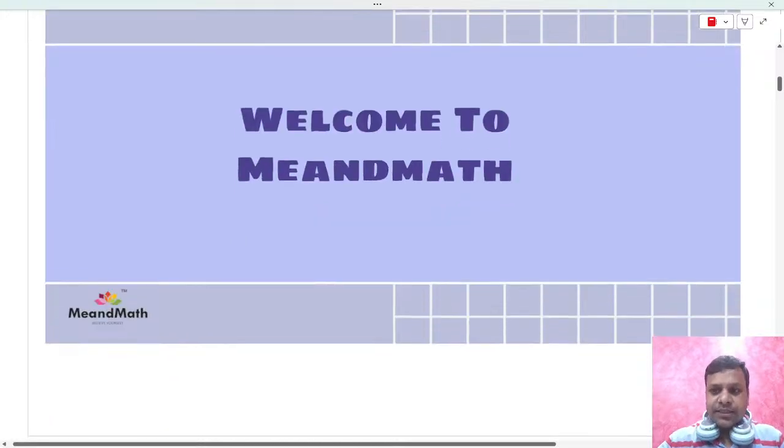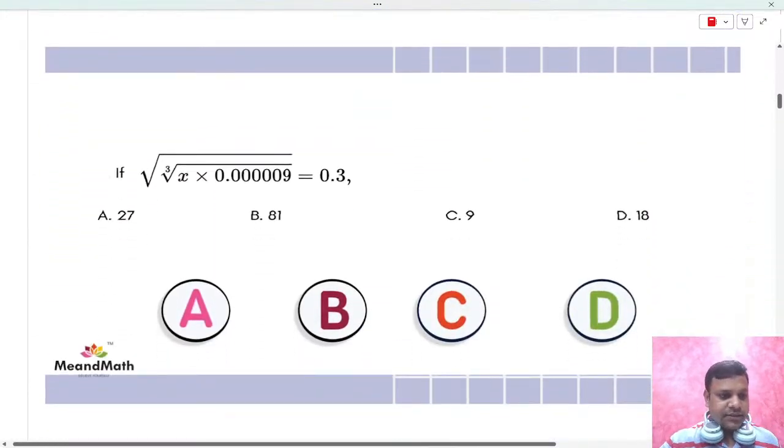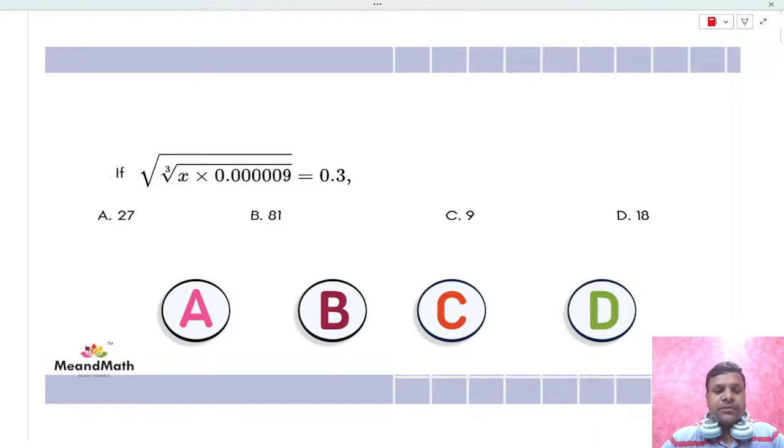Okay. So here's the first question of the day. If the square root of the cube root of x into 0.0000009 is equal to 0.3, then what is the value of x? I'll give you 4 minutes to solve this.